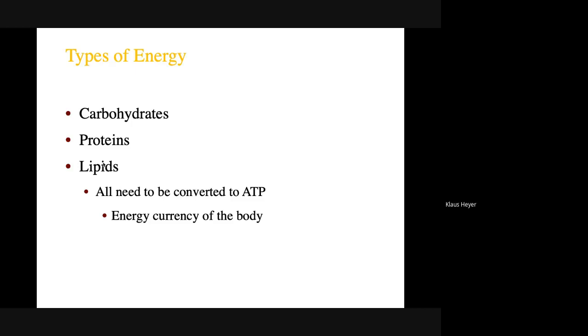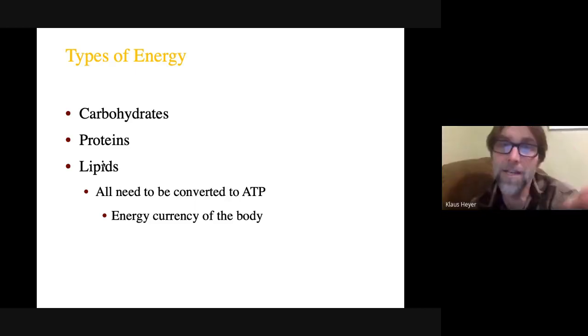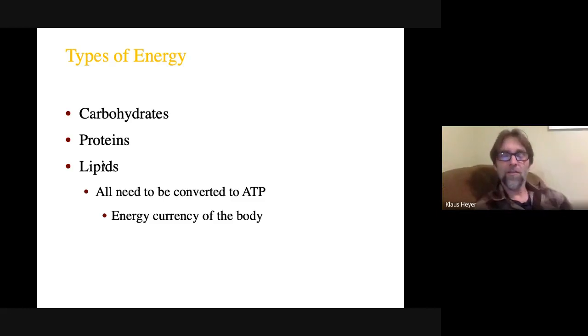ATP is the molecule that powers everything. If you want to grow hair, ATP. Me talking to you right now and moving my hands, ATP. Everything we're doing, we're using ATP. Right? How did we get the ATP? We got that from our food. We took the electrons off of our food and we use those electrons to make ATP.